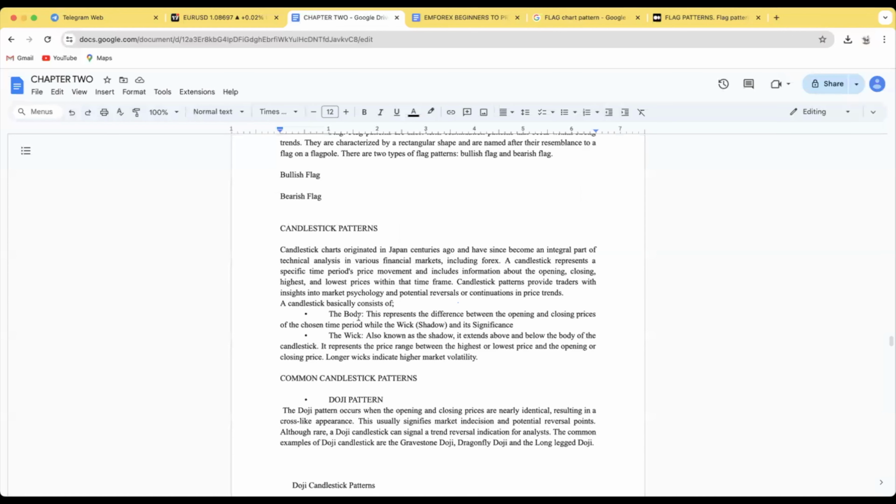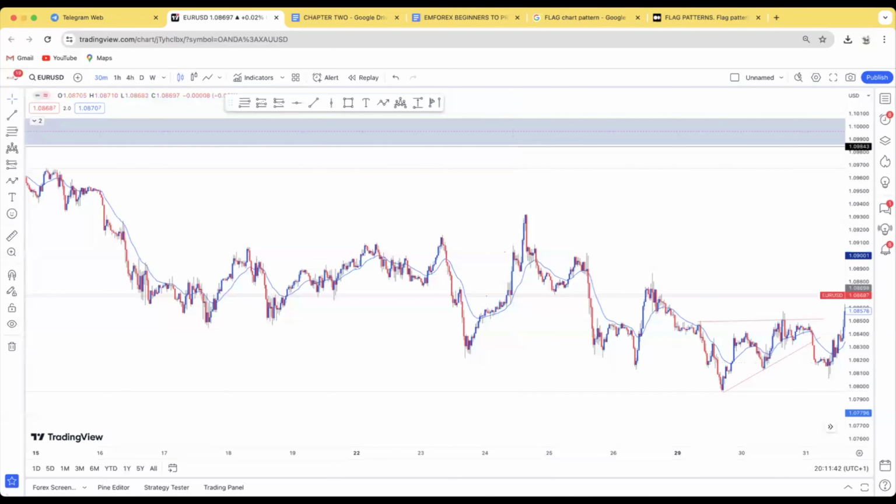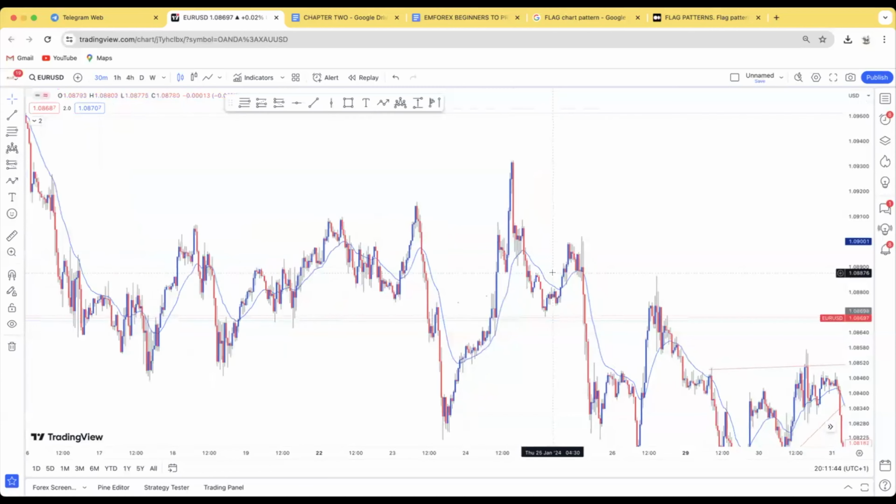Now we have the body. The body represents the difference between the opening and the closing price of the chosen time period, while the wick, also known as the shadow, extends above and below the body of the candlestick. It represents the price range between the highest and lowest price and the opening or closing price. Long wicks indicate higher market volatility. Let's see a clear example right here.